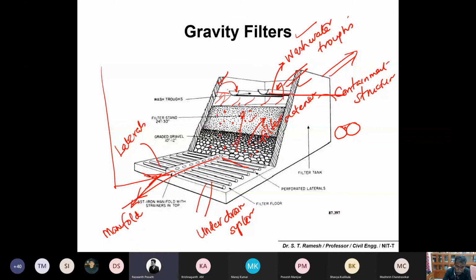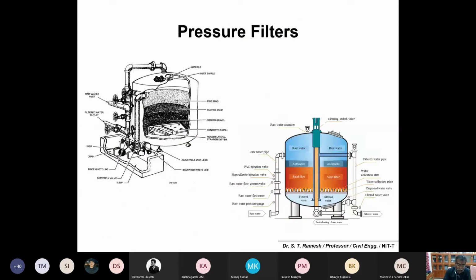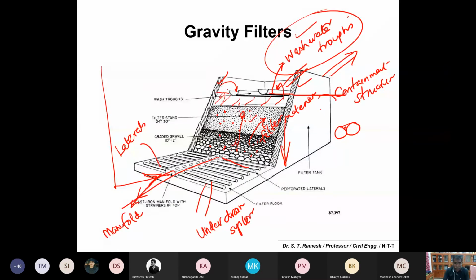Yes, sir. Okay, so the containment structure you have to remember, and the underdrain systems are for the collection of water as well as to give a proper backwashing water supply, and these are the individual stratified layers of sand. This top that you have seen is the wash water troughs. This I will come back to later. This is simply a gravity filter, simply by gravity, and water will be treated.